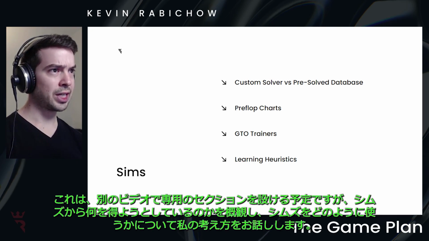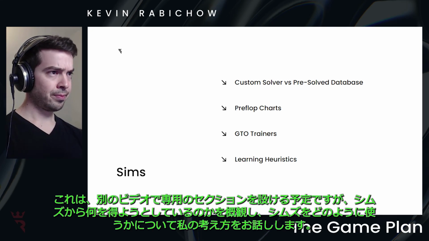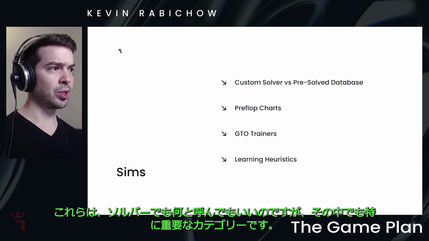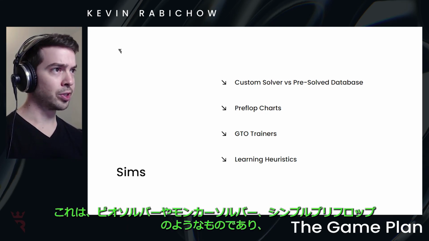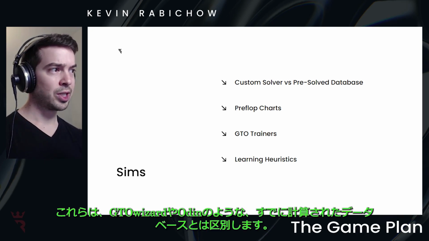This is something that will have its own dedicated section in another video. But just generally overviewing what we're trying to get out of sims and sharing my mentality on how to use them, these are some of the most important categories of solvers, or whatever you want to call them. I'm breaking out custom solvers, which would be like PioSolver, Monker Solver, Simple Preflop. I'm separating that from pre-solved databases, which would be your GTO Wizard, your Odin.